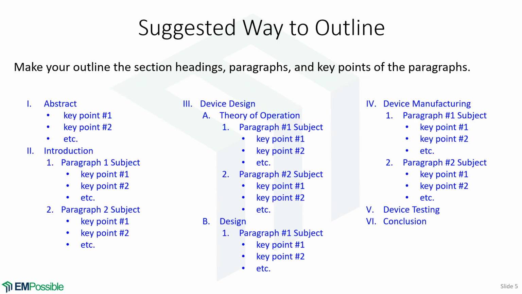Here's how I like to outline. My outline is essentially my section headings. It's only when I get down to a low level that my outline becomes the paragraphs and the key points in the sentence. But I outline down to that level. But notice at a high level, I have things like abstract, introduction, section 3, device design, and then part A, theory of operation. So these are the sections of the document that I'm writing.